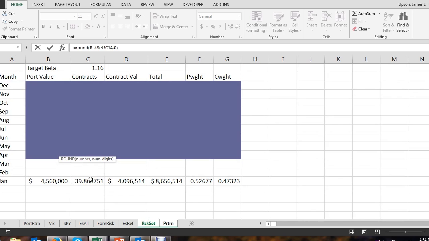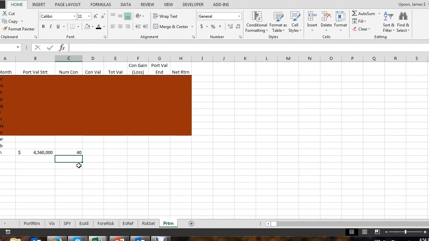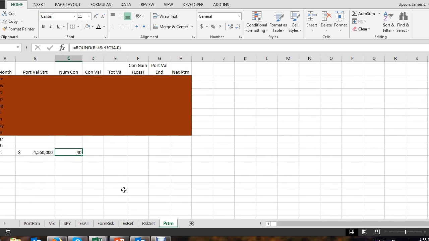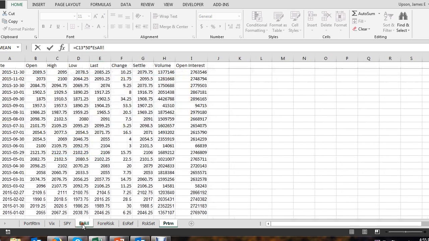Now the number of contracts is a little bit different, right? I can't buy a fraction of a contract, so we're going to use the round function, and we're going to pick the precise number of contracts. Comma 0 says we want the integer value. So this is saying I'm actually going to do 40 contracts, not this 39.86.